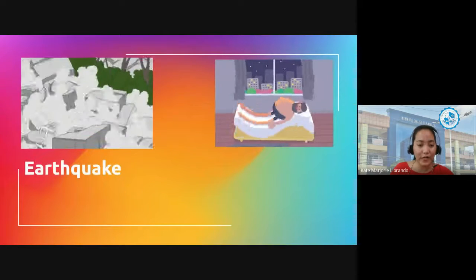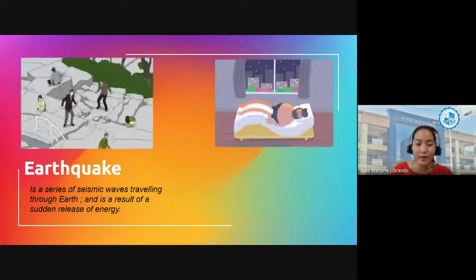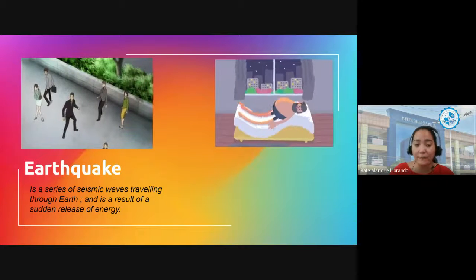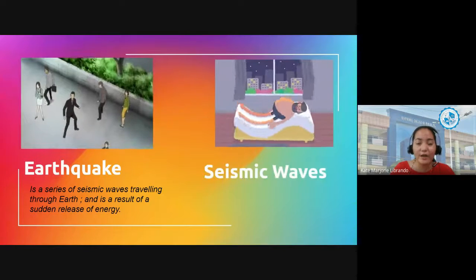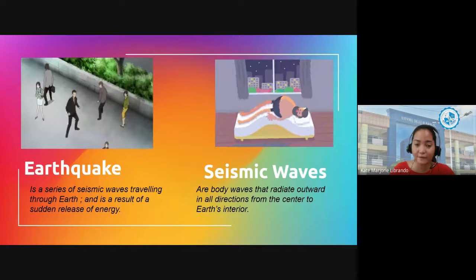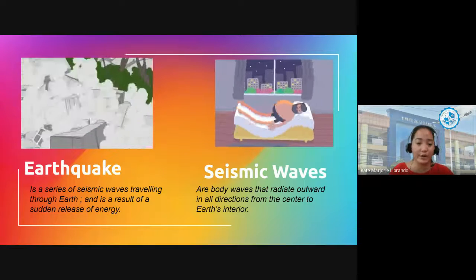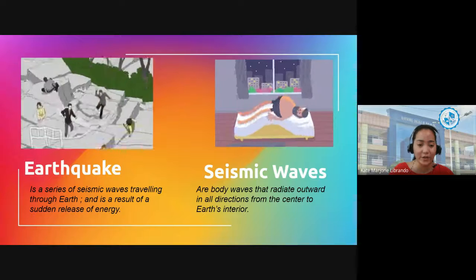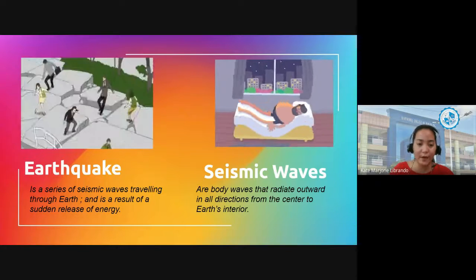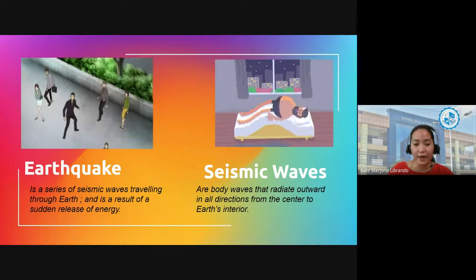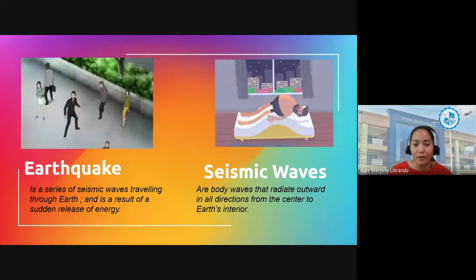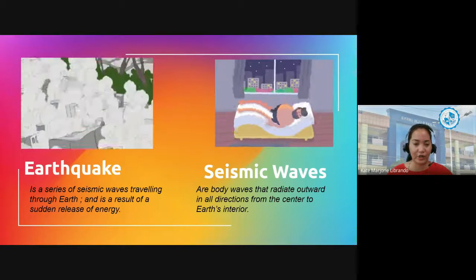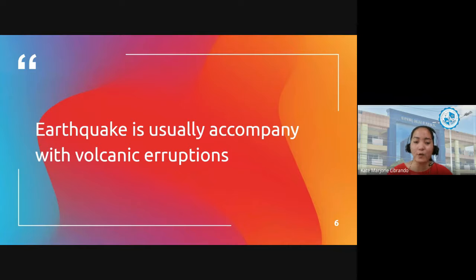Now, we have here the earthquake. An earthquake is a series of seismic waves traveling through the Earth and is a result of a sudden release of energy. Seismic waves are body waves that radiate outward in all directions from the center of the Earth's interior. These seismic waves are what we feel when there is an earthquake, the shaking. Earthquakes are usually accompanied by volcanic eruptions.